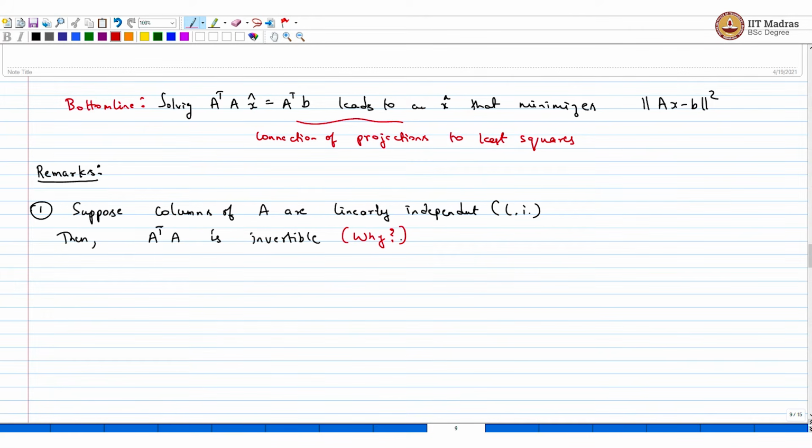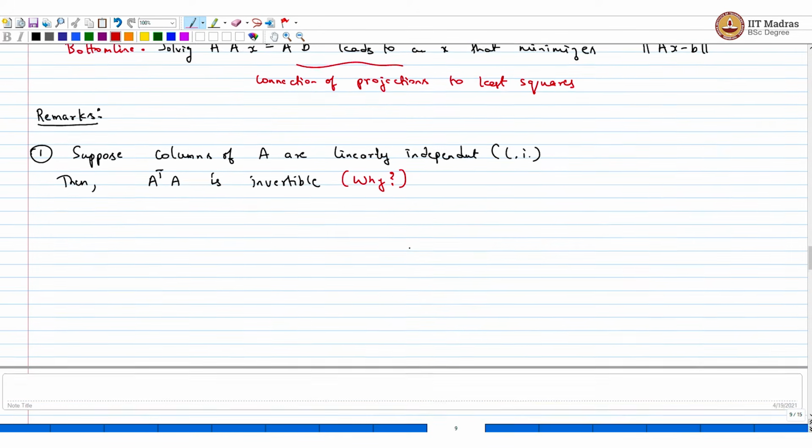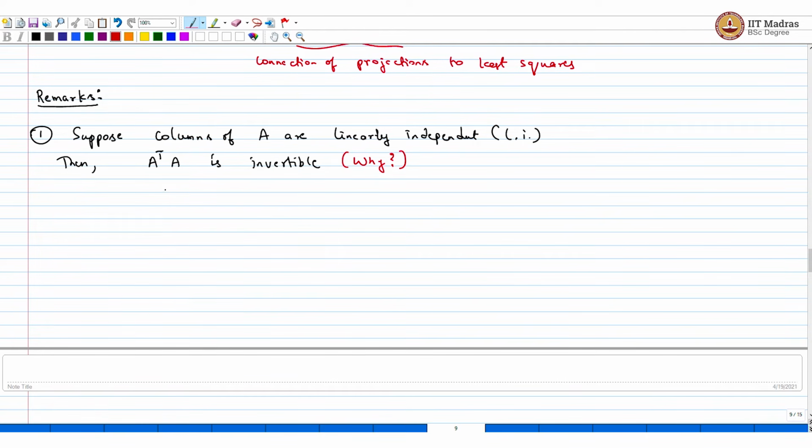If I have a matrix whose columns are linearly independent, then A transpose A will be invertible, it will be full rank. So you have a full rank matrix and then you do A transpose A. A transpose A is a square matrix, and the question is, why is it invertible? You can argue this. Note A transpose A is a square matrix, also it is symmetric.